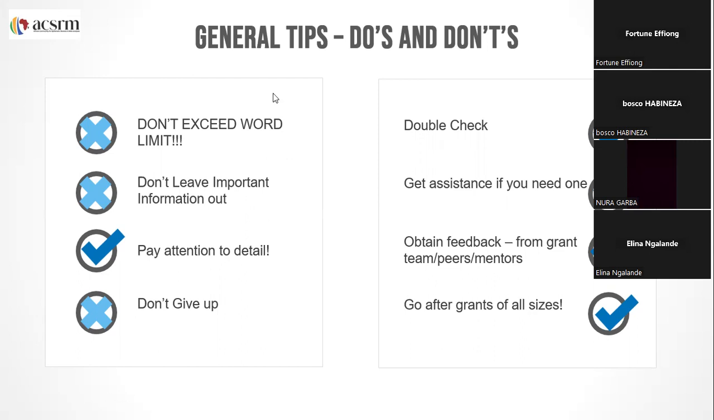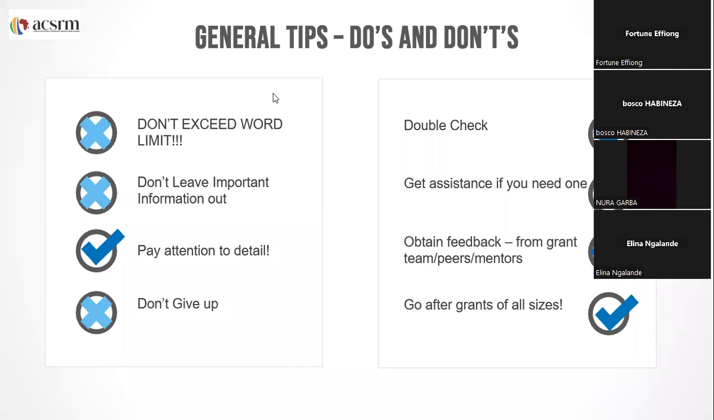Last is don't give up. You get a lot of rejections, and even when you are very good and you put all these things in check, you get a rejection. Try to know why you failed. Go back to the proposal and read it again. There are some proposals I go back to read and I'm like, even myself, I would not have funded this kind of thing if I saw it. So I saw the mistakes I made and I learned from them, right?